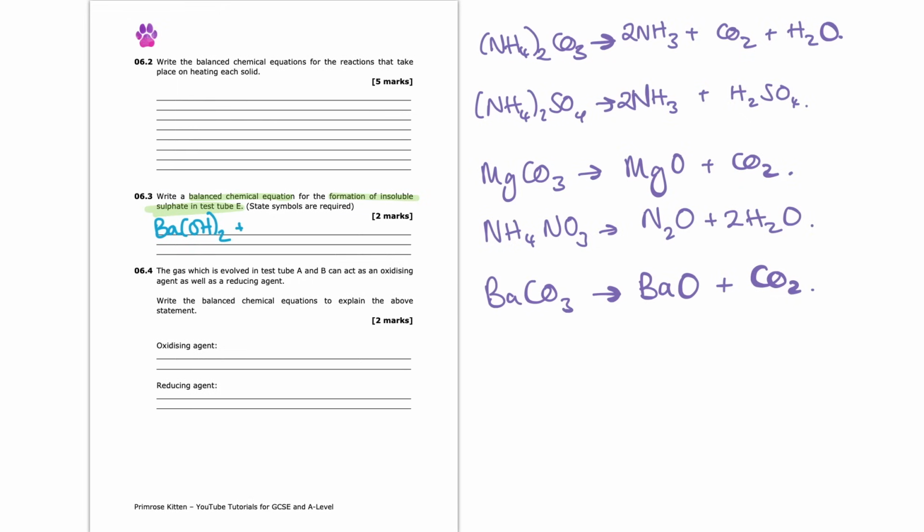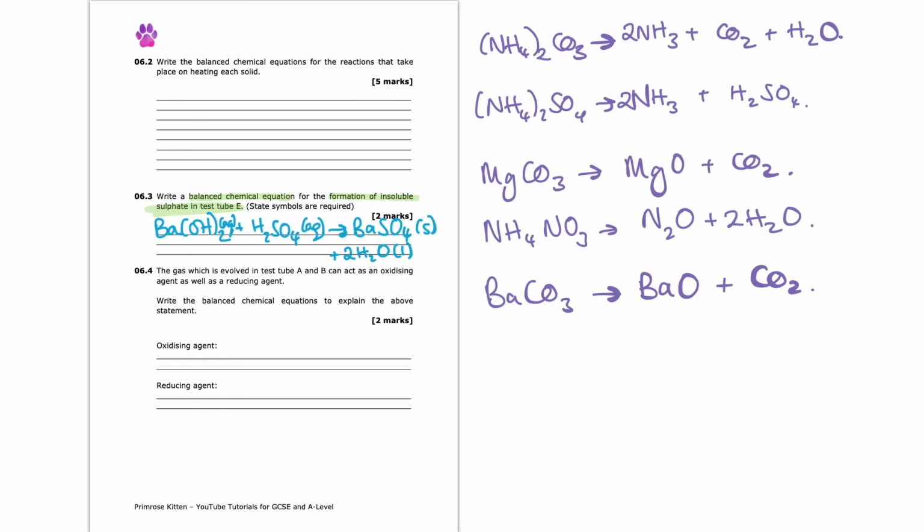And then we add there the sulfuric acid. Don't forget your state symbols. Both of these are solutions, they're both soluble. And the reason why we need those state symbols is because we're making something insoluble. We're making barium sulfate, which is a solid. And we also make 2 waters as well, which are liquid.